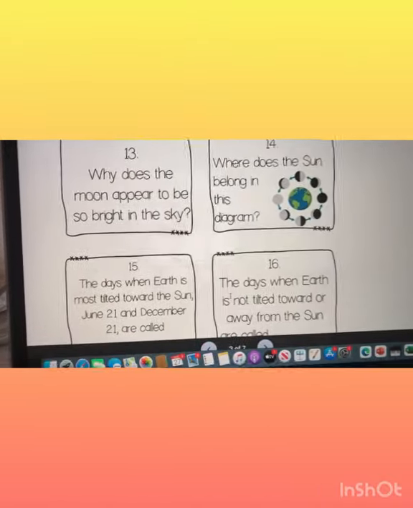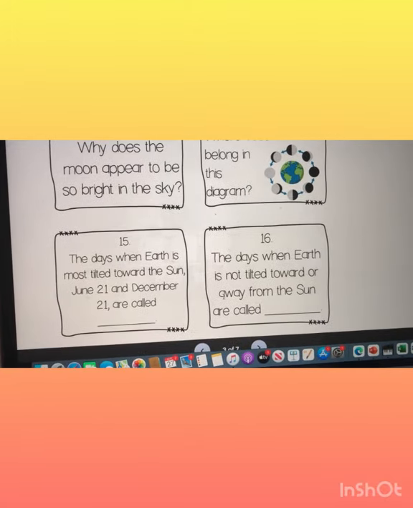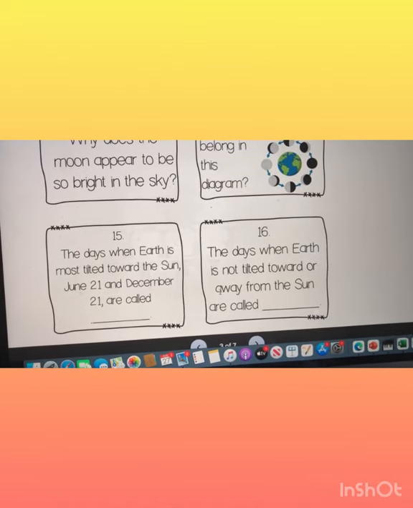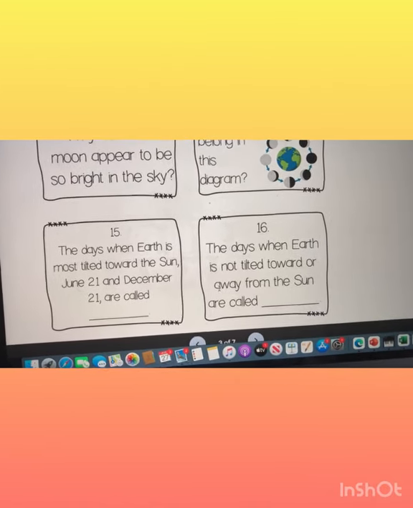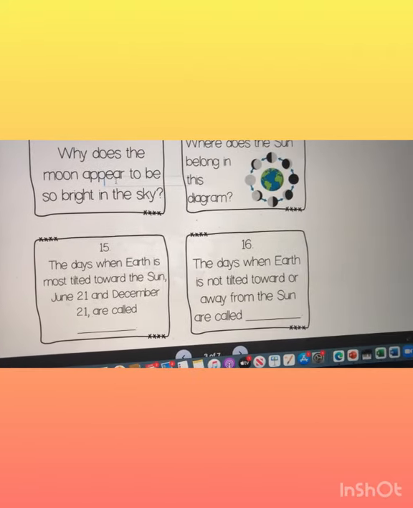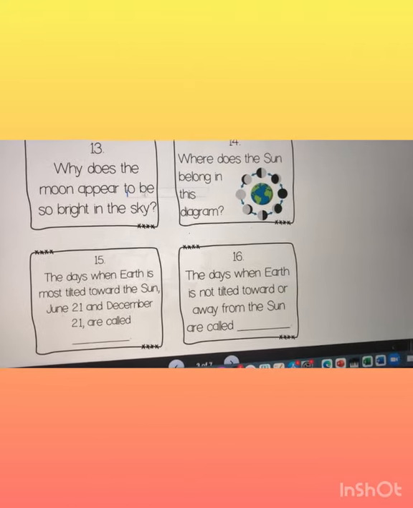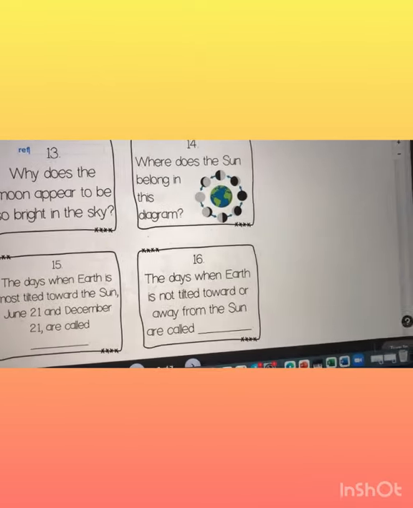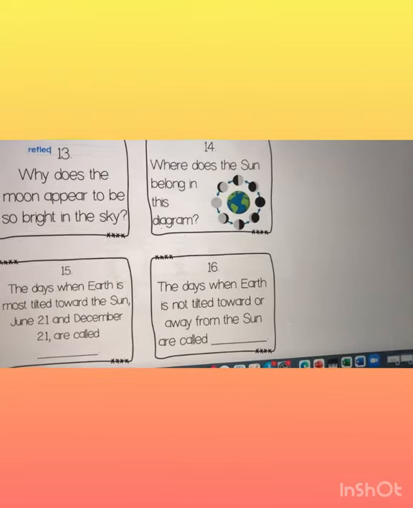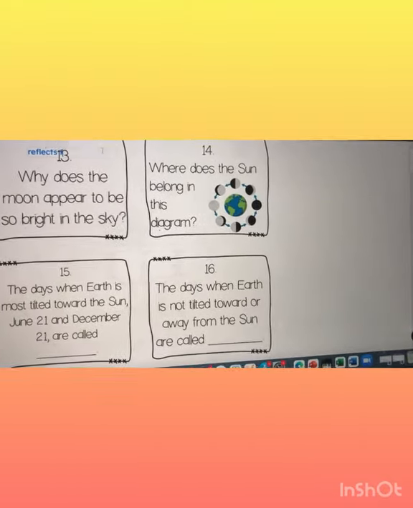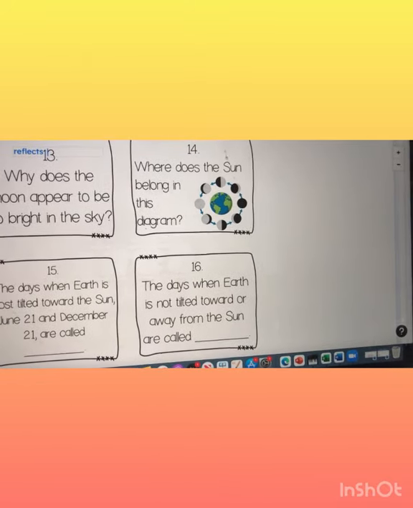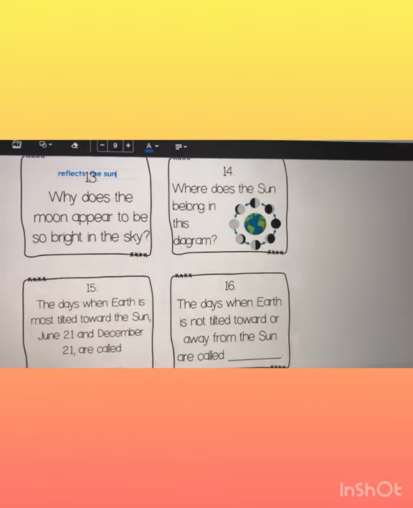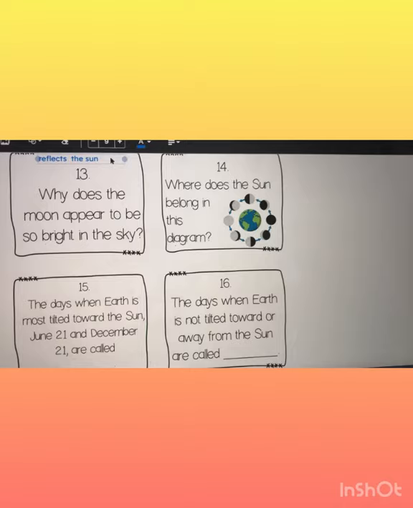And we will be finishing up here in this grouping. Why does the moon appear to be so bright in the sky? This could have some response to Maria's. Because it what? Maria, you jumped right on that, and so did Noah.